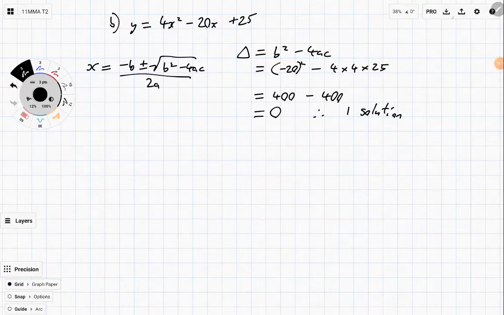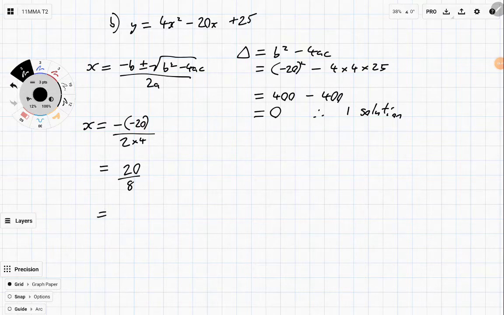Except I already know that b squared take 4ac is equal to 0. So x is equal to minus 20 plus or minus the square root of 0. Well, plus or minus the square root of 0 is just gone, all over 2 times a, which is 2 times 4. Therefore, the one solution is going to be 20 on 8.